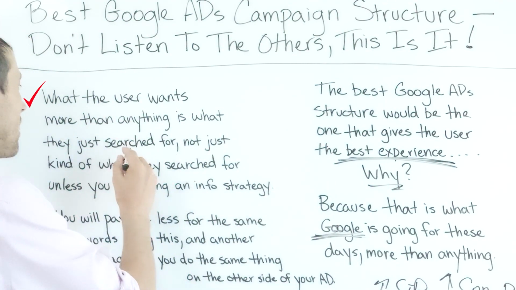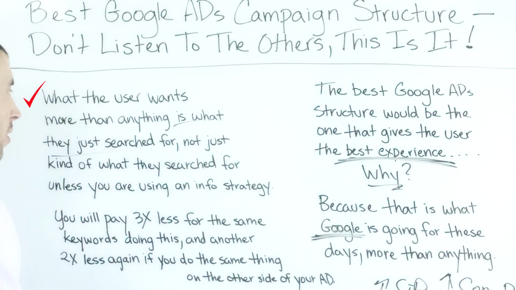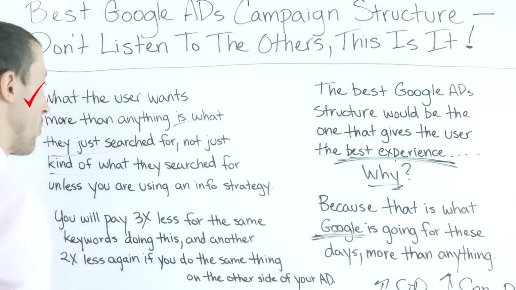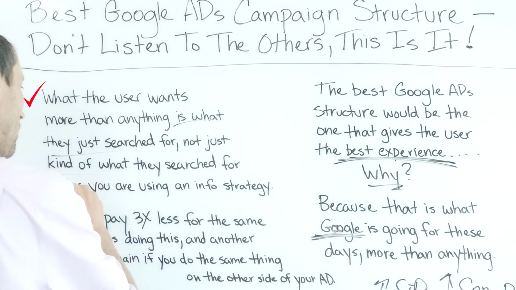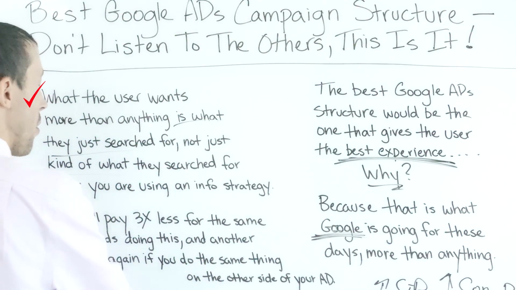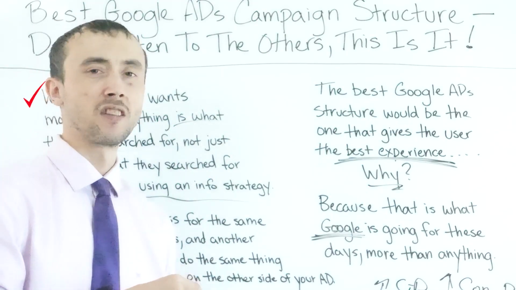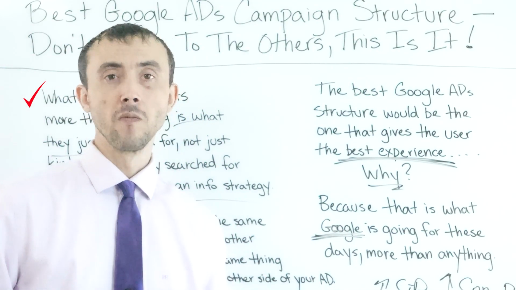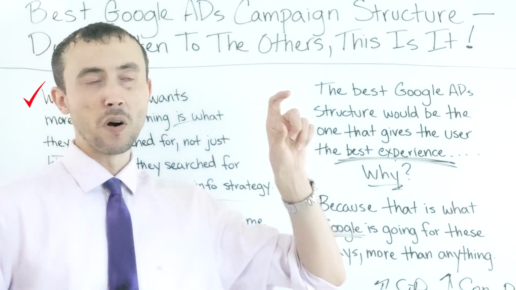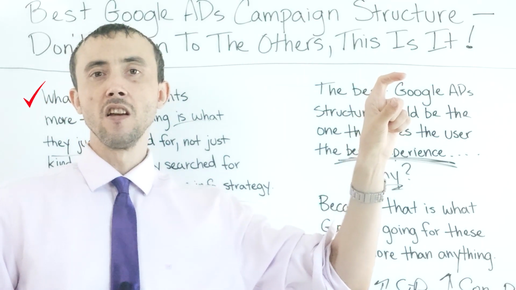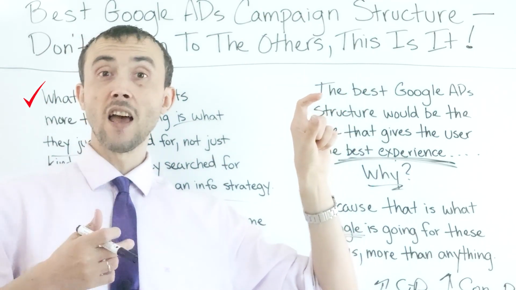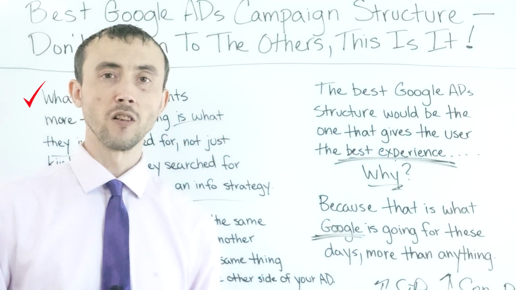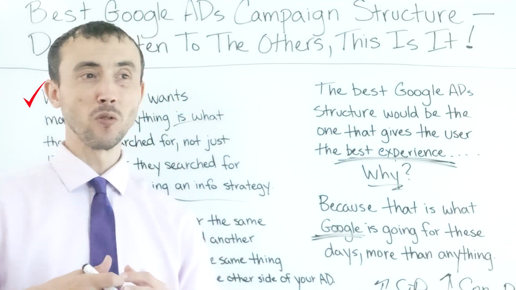What the user wants more than anything is what they just searched for, not kind of what they searched for, what all these dorks are saying that people want now. The only exception would be if you're using an info strategy. Like sometimes what we'll do is if somebody's looking for a knee doctor, we'll have an ad that not says knee doctor, but it'll say new revolutionary knee treatment avoids having to use surgery. And then that'll go to an article which plugs a certain knee doctor. In that case, that is an exception, but for most of you guys, you're not doing that.